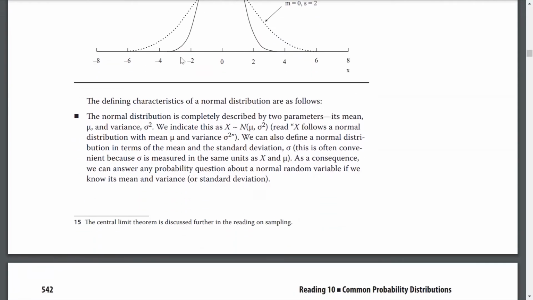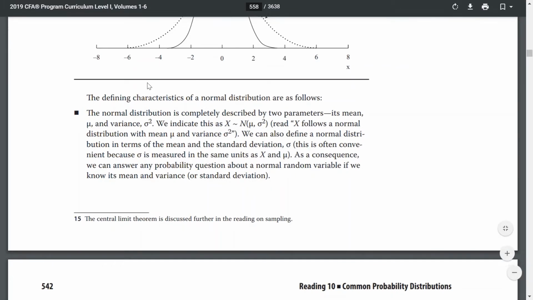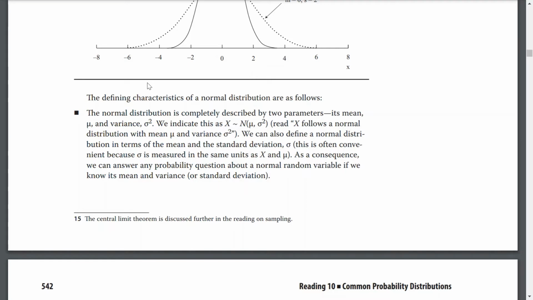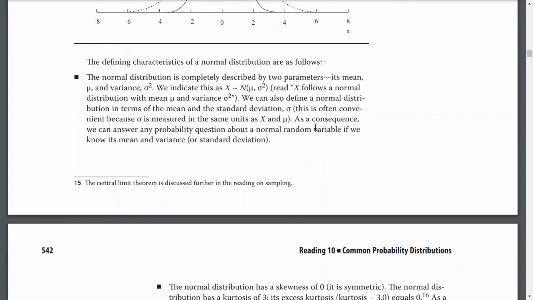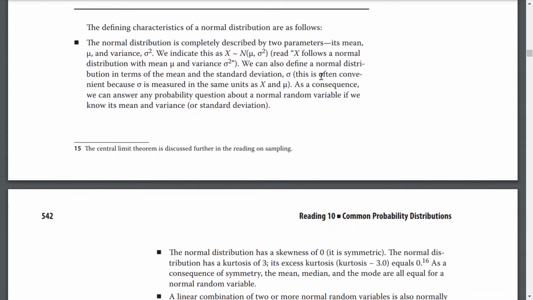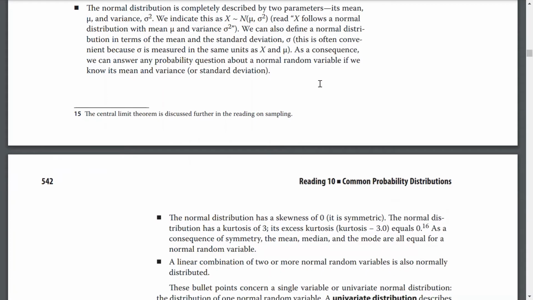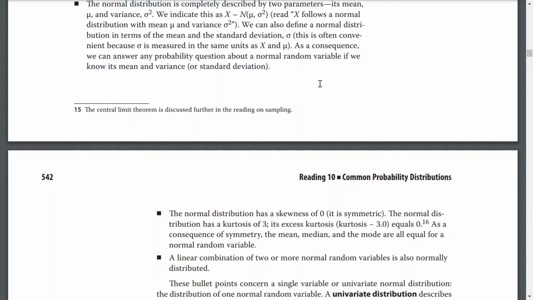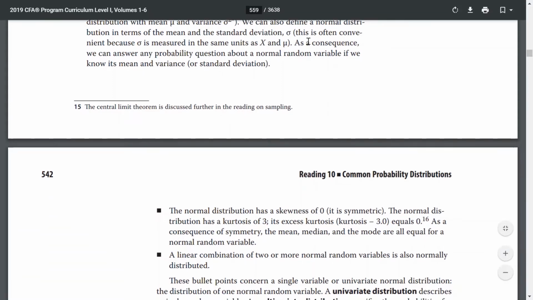Defining characteristics of the normal distribution are as follows. The normal distribution is completely described by two parameters: its mean, mu, and its variance, the standard deviation squared. We indicate this as X is distributed normally with mean mu and variance sigma squared, read as X follows a normal distribution with mean mu and variance sigma squared. We can also define a normal distribution in terms of the mean and the standard deviation. This is often convenient because standard deviation is measured in the same unit as X and mu.